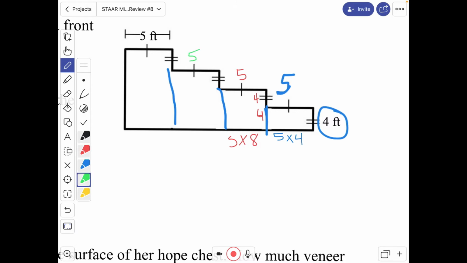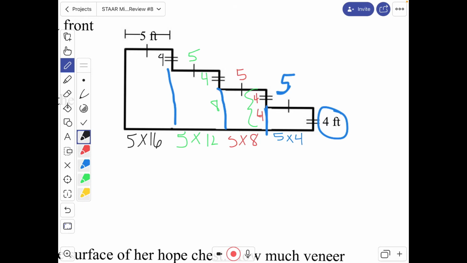The next one is going to be 5. Remember, this is 4 and this was 8. So 4 plus 8 makes 12. So this one, 5 times 12. And then the last step is 4 more feet taller. So it'll be 5 times 16. So we work all those problems and then add them up.